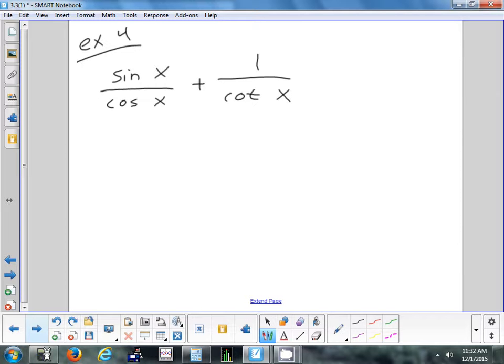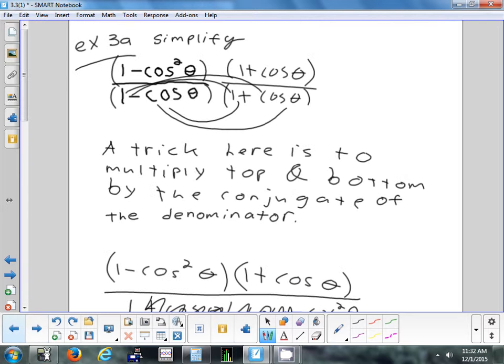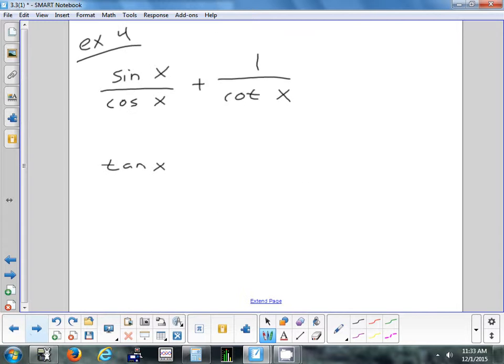Yeah? That's tangent. Notice I switched, I'm using x now, before I used theta. That doesn't matter. It's like in Algebra 1. You can use x, you can use y, whatever letter you want. Plus, now look at 1 over cotangent. What's that? Yep. That's also tangent. The first one is tangent, the second one is tangent. If you add tangent to tangent, how many tangents is that? 2 tangent. Done. That's the whole problem.